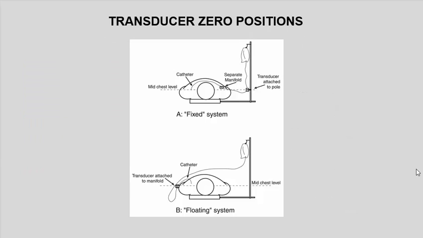First, we'll look at how a transducer manifold is set up in the cath lab. There are two basic ways. It's either a fixed system or a floating system. In a floating system, the transducer is simply connected to your pressurized saline bag and it's connected to the catheter and moved around at will by the cardiologist. When it's attached to a pole, the transducer itself is fixed to mid-chest level.